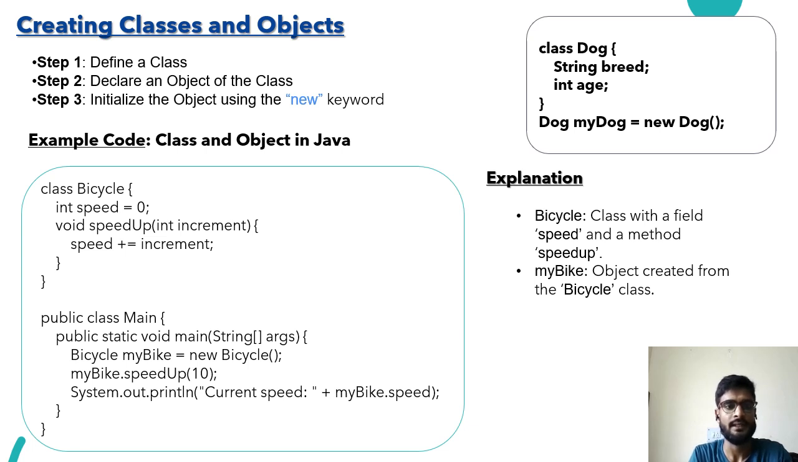Now we'll see here the example code of class and object in Java. So this is the code and this is the explanation. This code explains that Bicycle is a class with a field speed and a method speedUp. speedUp is a method in the Bicycle class, and speed is a field created in the Bicycle class. And myBike is the object created from the Bicycle class.